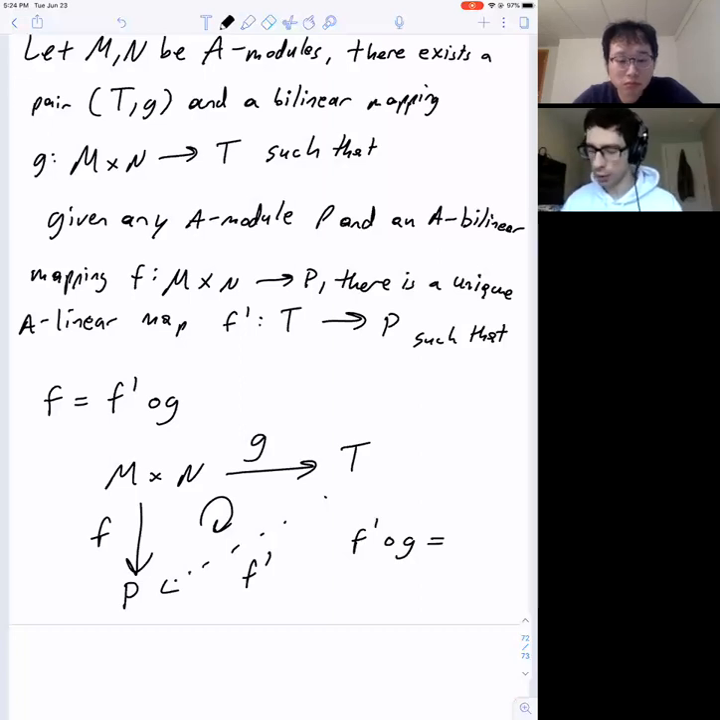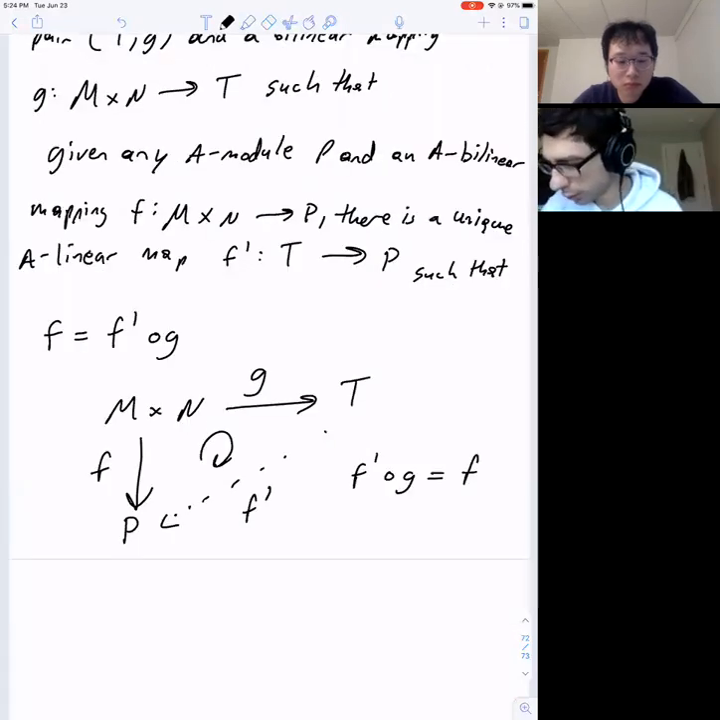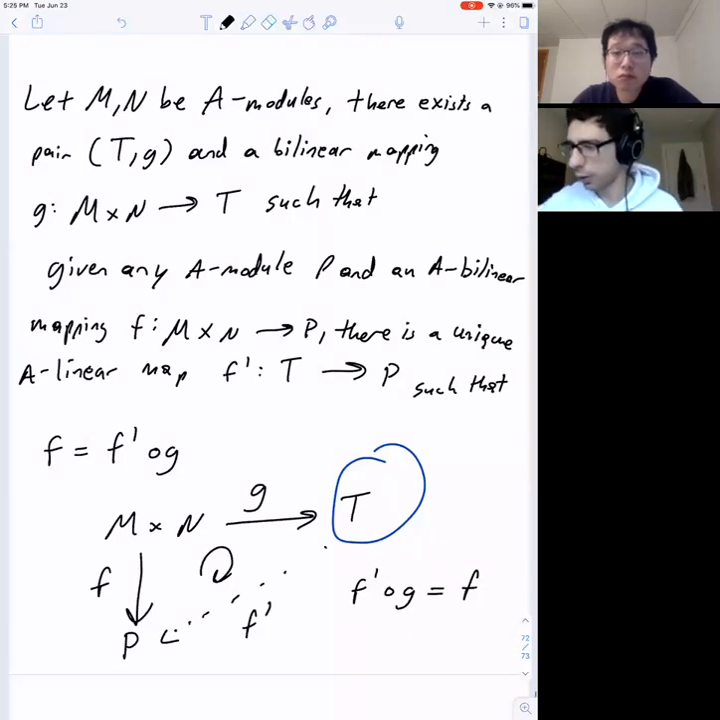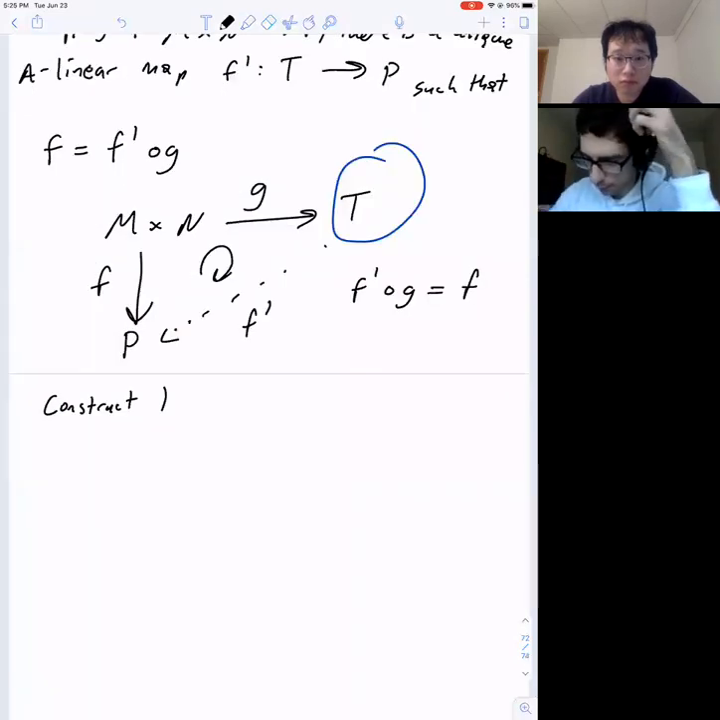So we will try to construct T. So how do you do that? The uniqueness aspect is something you can try to find on your own. There exists, we'll say, a unique pair. So how do we actually construct this T?